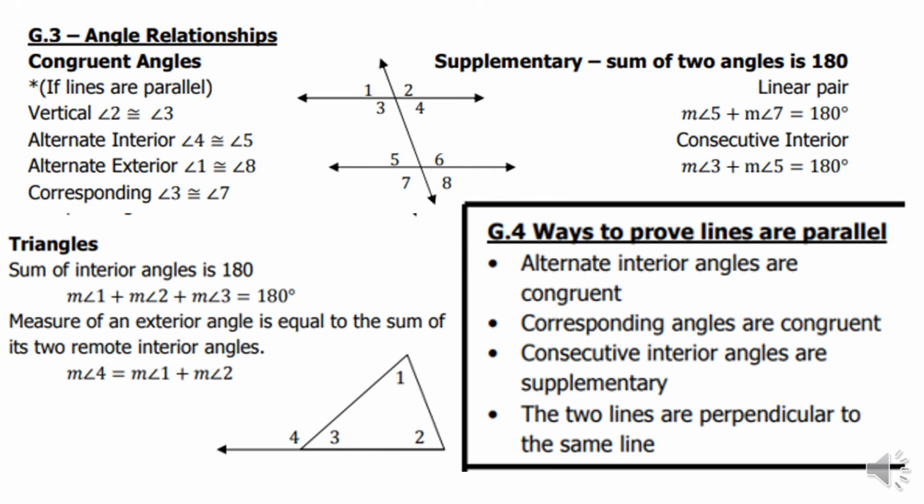Basic things about your triangles. Angles in a triangle add up to 180. Your exterior angle is going to be equal to the sum of the 2 remote interior angles. So if you have an exterior angle like 4, that's also going to be equal to 1 plus 2.